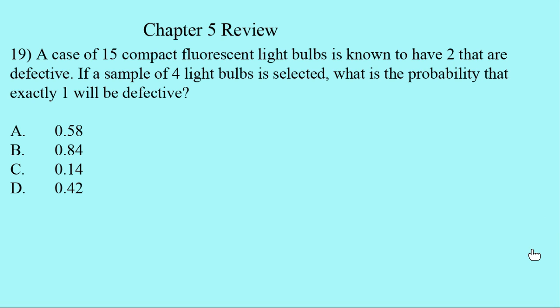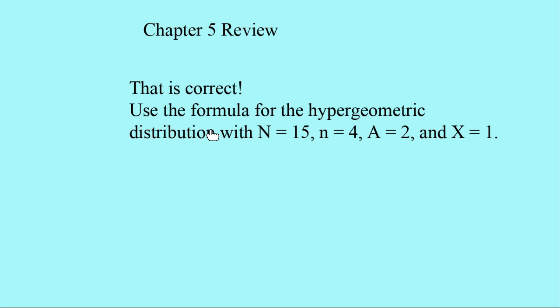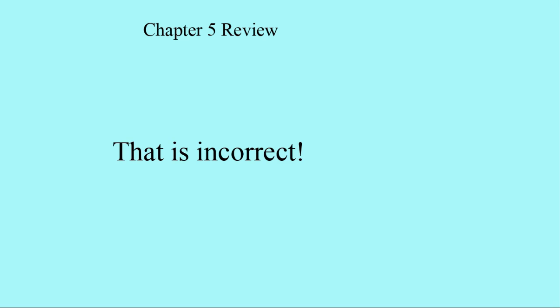Okay, which is close to which answer? The D. Very good. Excellent, Tony. Stupendous. So you use the formula for the hypergeometric distribution with the population 15, the sample 4, a is 2, and x equals 1. Very good.